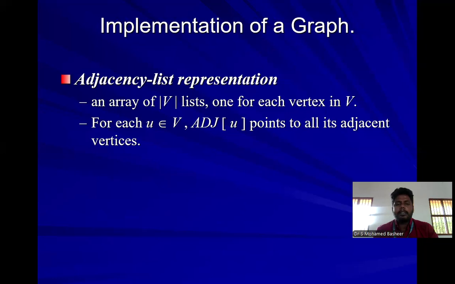Adjacency list: an implementation of a graph, where the adjacency structure is an array of modulus V lists, one for each vertex in V. For each U belonging to V, Adj[U] points to all its adjacent vertices.